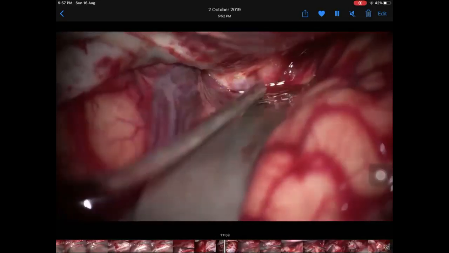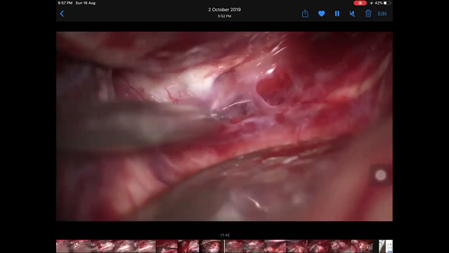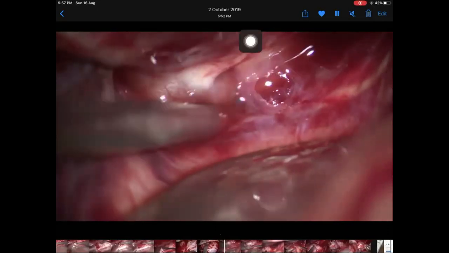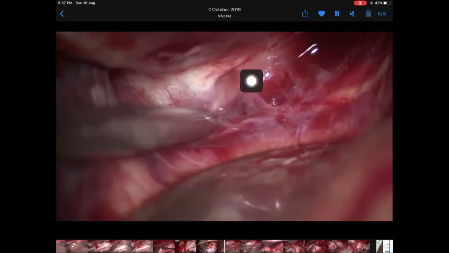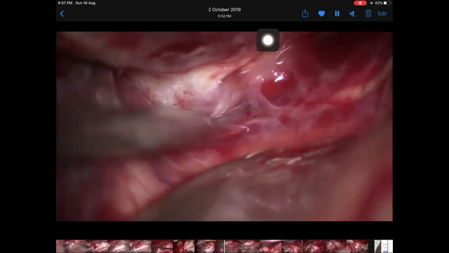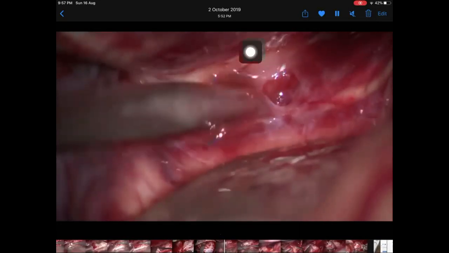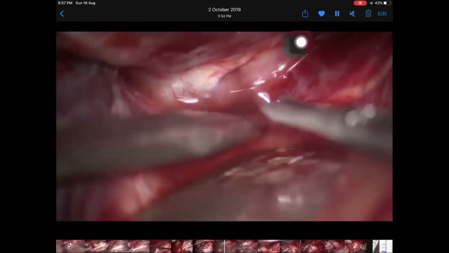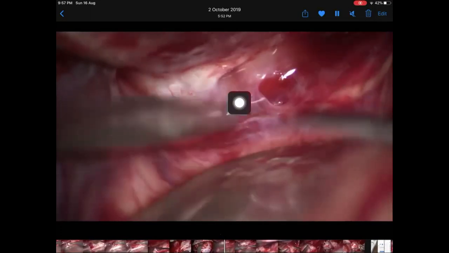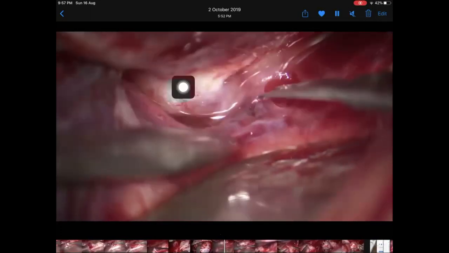Open the dura, and right there is an aneurysm. So that's the optic nerve. We have exposed the optic nerve. You see on that side, he was talking about the limbus. So you see, that's the fold of dura, and that's a falciform ligament. And that is the aneurysm.